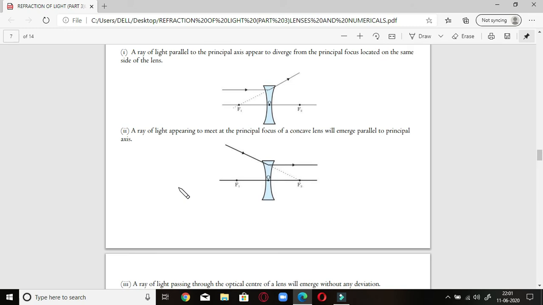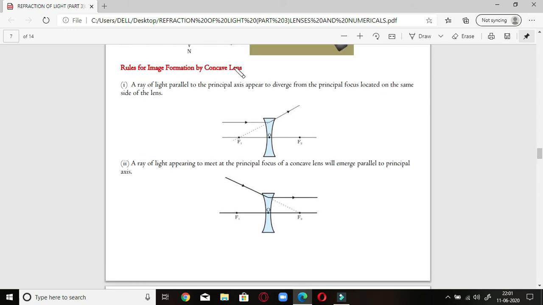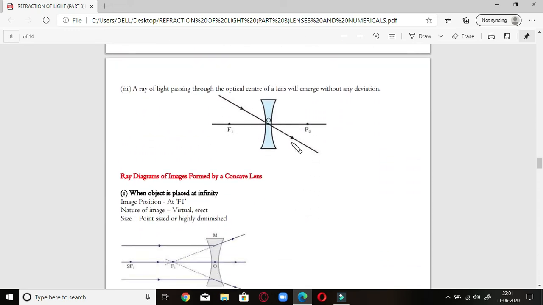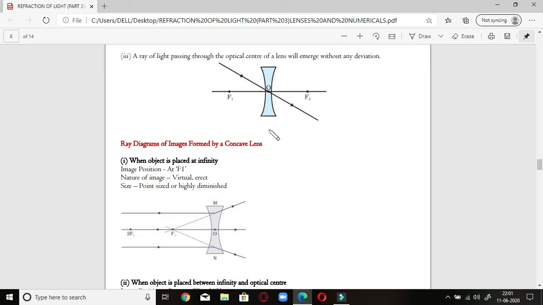Let us see the rules for the concave lens. Of course they are almost the same. When a ray of light passes parallel to the principal axis, after striking the lens it will be diverged out, okay, and appear to pass through the focus f1. Now here the focus is negative in this case. Second, when the ray is directed toward the focus f2, after striking the surface it will move parallel to the principal axis. Okay, so always keep in mind to draw these dotted lines. Next, a ray of light passing through the optical center will go undeviated.